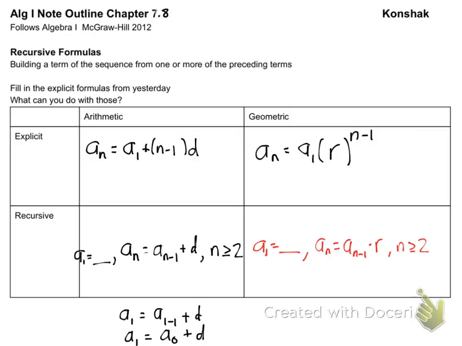Finding the first 5 terms of a sequence, showing work, guys, shouldn't be an issue.